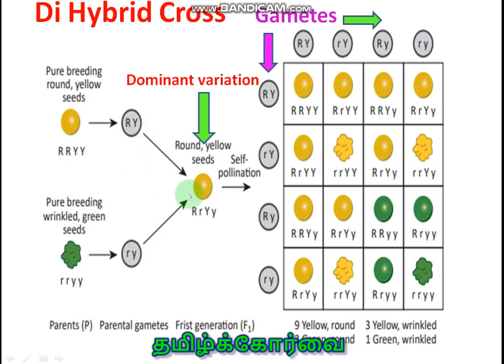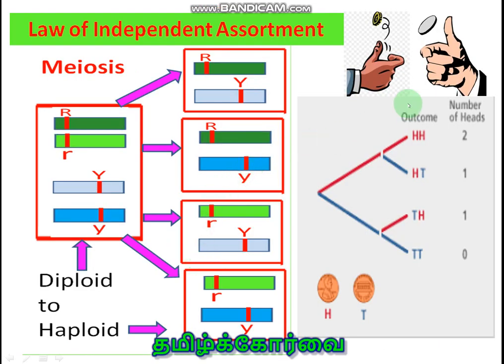When these two gametes are fertilized, a new heterozygous genotype, capital R small r, capital Y small y, is formed, from which round and yellow seeds are produced. So the round and yellow variations are said to be the dominant variations. When the F1 generation forms gametes, you see there are 4 types of gametes formed on the anther side, and 4 types of gametes formed on the ovary side. How these 4 types of gametes are formed is what we are going to study in the next slide.